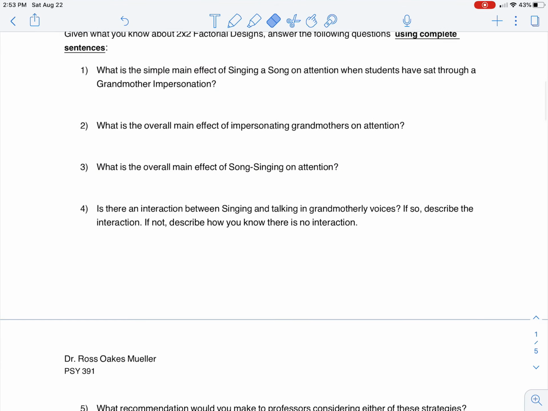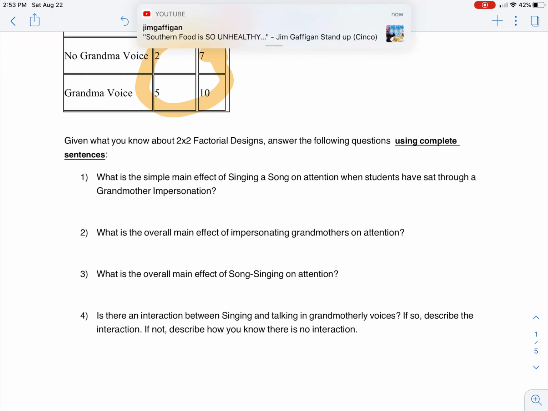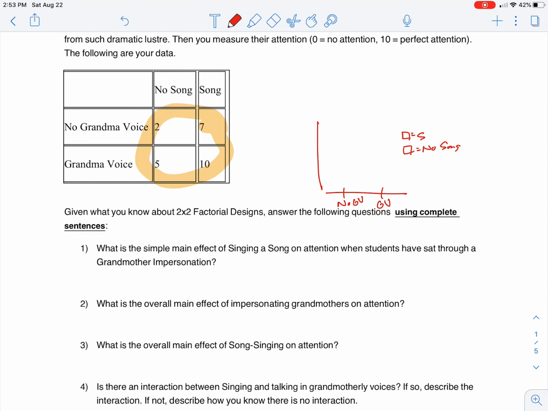Next, if there's an interaction, so first thing you want to know is take a look at these data and try to figure out, is there an interaction or not? How do you know that? Well, you might just be able to take a look at the numbers and tell it. You might also want to try to graph the data. So here, if I had, let's say, no grandma's voice and grandma's voice, and if I had song and no song, what I might want to try to do is to graph those.